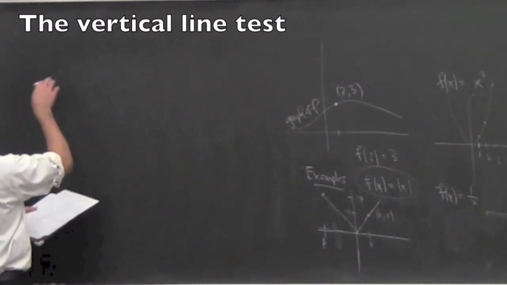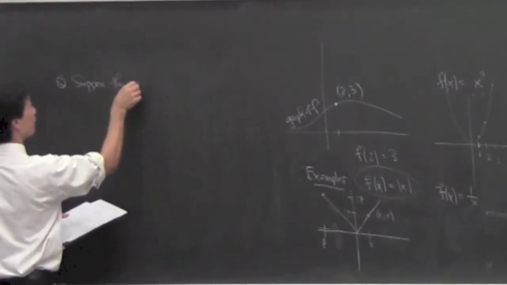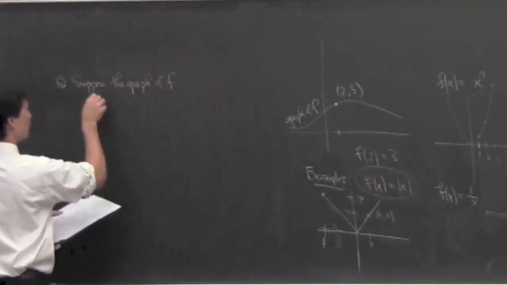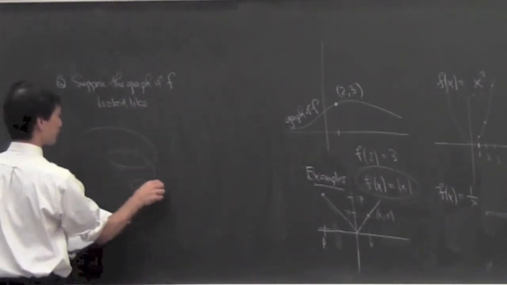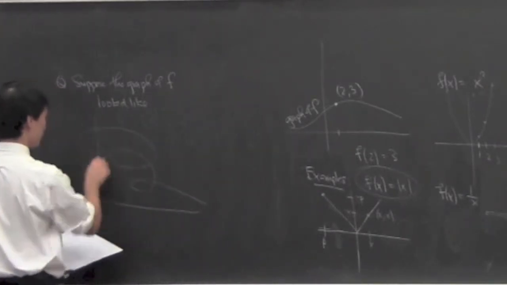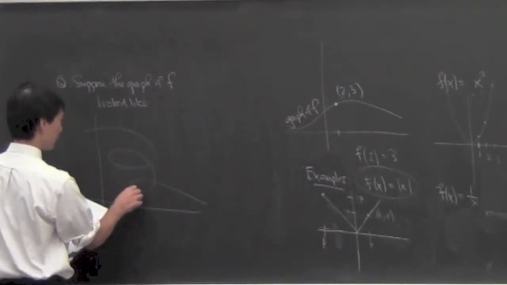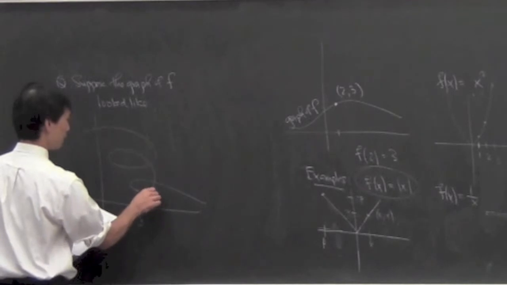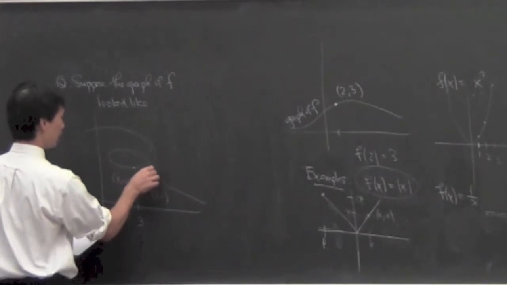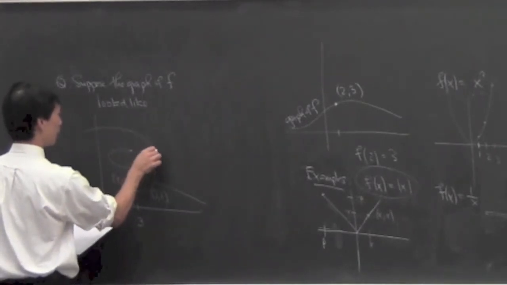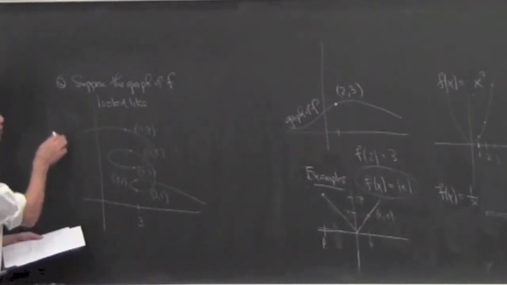Okay, so let me put up another sort of strange thing. Suppose the graph of f looked like this. There are a bunch of points on it, let's say at 3, 1; 3, 2; 3, 3; 3, 5; and 3, 7. So here's the graph of that.